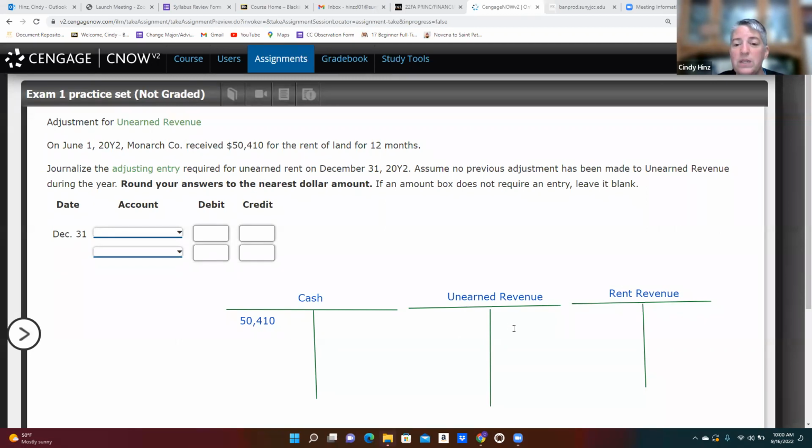We need to show that we received that cash, but we should not show that we've earned any of that revenue, because we now have an obligation to allow our tenant to use the land for the next 12 months. And so that's the first entry, to record the receipt of that cash. And now we have this whole $50,000 sitting on our balance sheet as a liability. We owe our tenant the right to use that land.